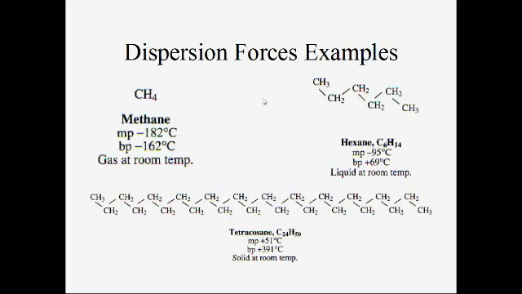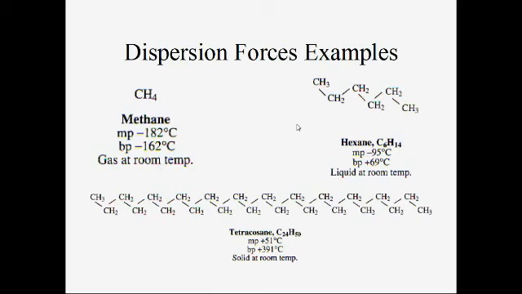So, if we just change the size of the molecule, we have three examples of hydrocarbons here. All hydrocarbons are nonpolar, so all three of these compounds are nonpolar. We're going from a very small hydrocarbon, methane, to a medium-sized hydrocarbon, hexane, to a large-sized hydrocarbon, tetracosane. The methane has a really low melting point and boiling point. It's a gas at room temperature. We call it natural gas.